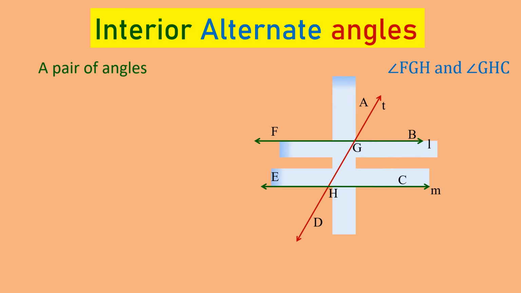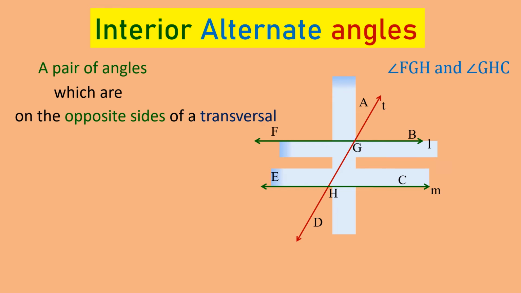For that we need to see the definition. A pair of angles. So we have two angles, as I said, angle FGH and angle GHC, which are on the opposite side of a transversal. So we should check it out. The transversal line is T, with angle FGH and angle GHC. They are lying on the opposite side of the transversal. The first condition is fulfilled. Now you can see the two angles are on the opposite side of the transversal T.